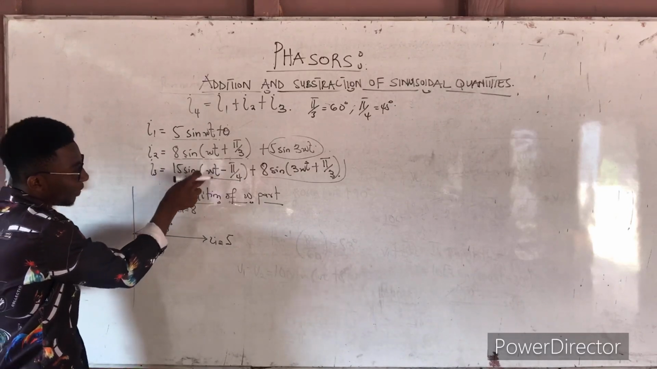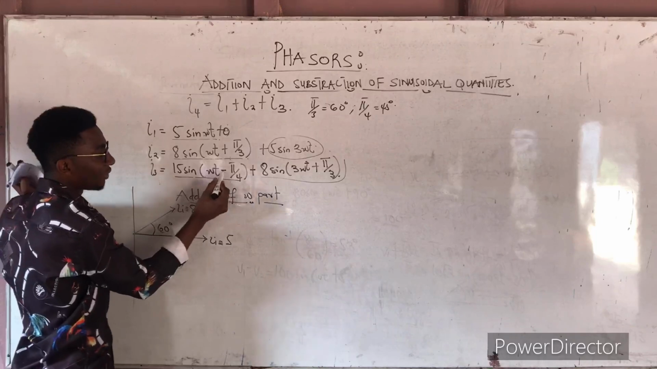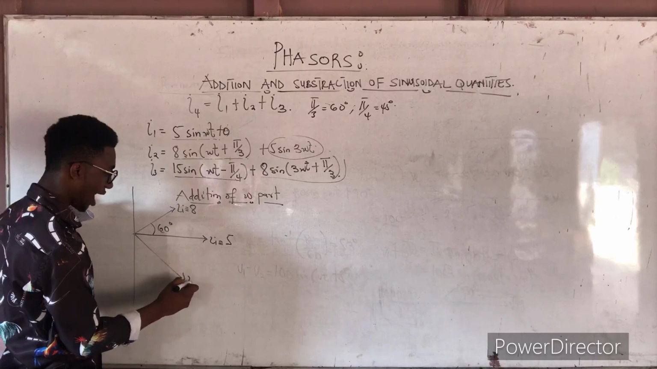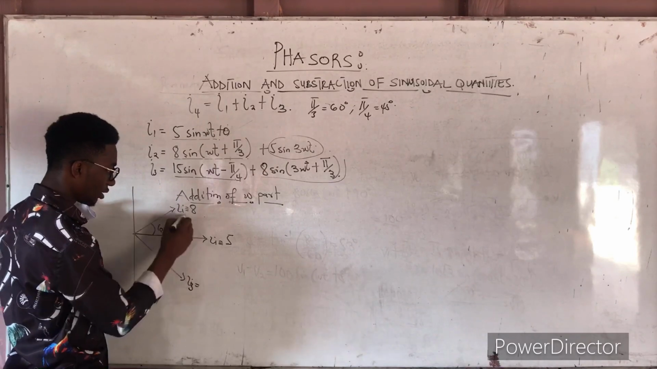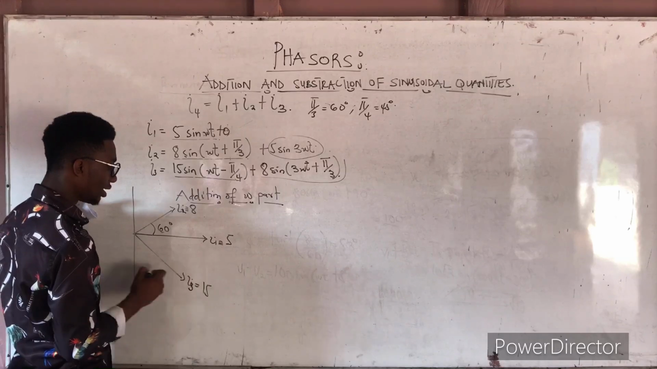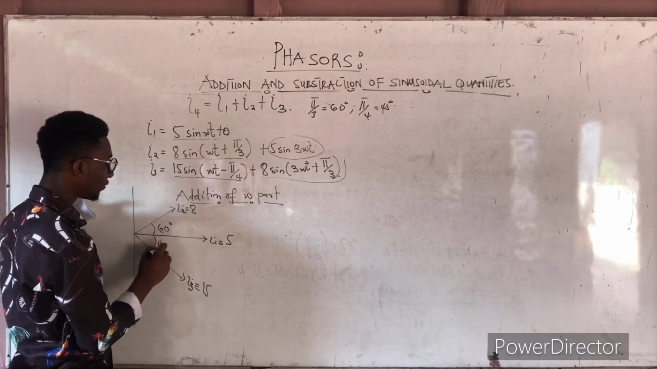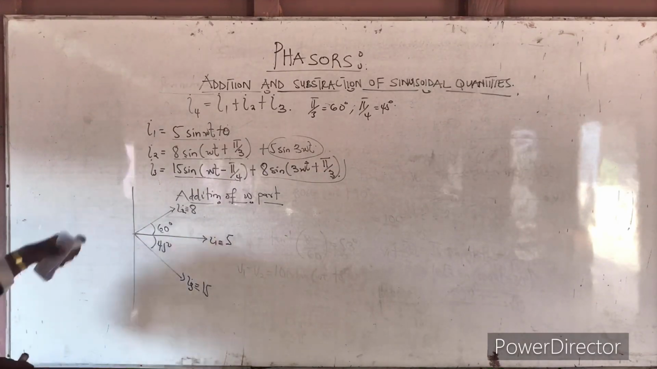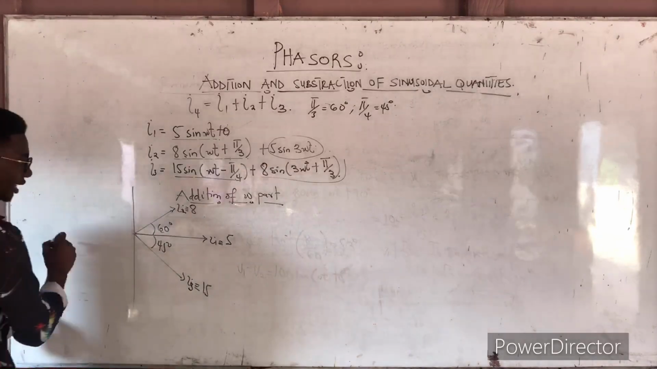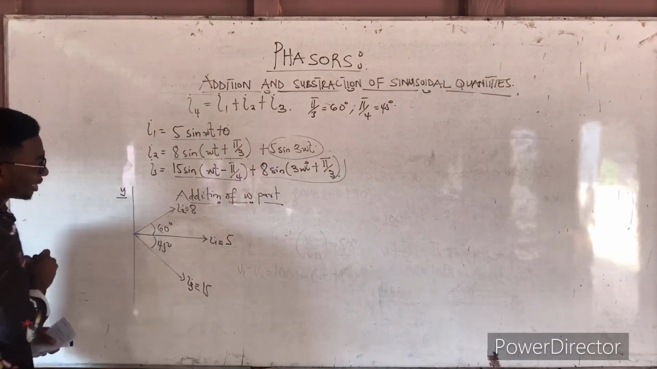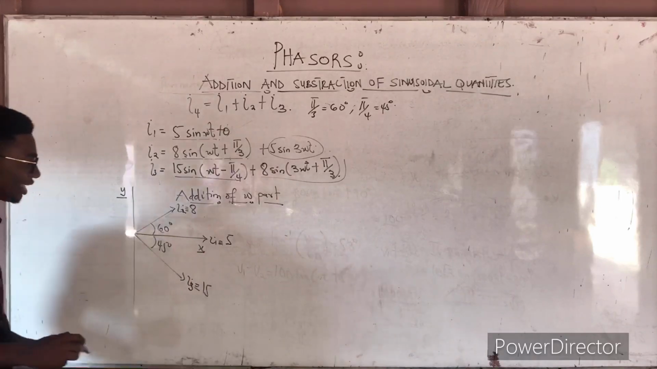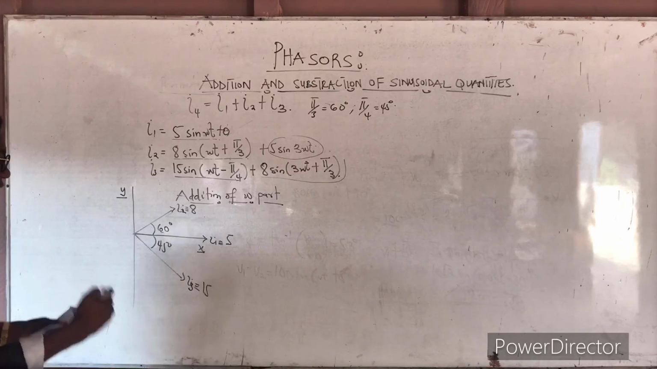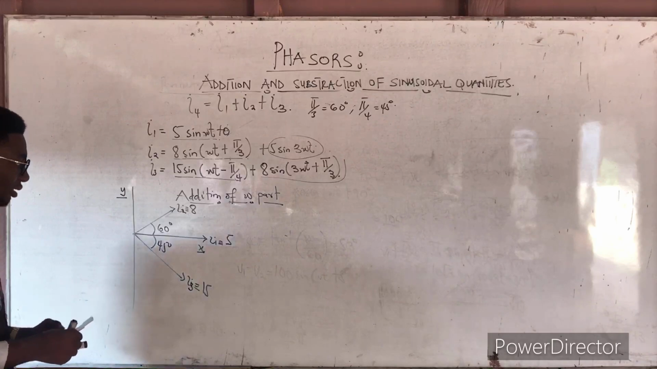Now the I3, this part, that one is lagging by 45 degrees because of the minus here. So the I3, which is the 15, is lagging by 45 degrees. Okay. So since we have this, we can now go on to add what we have together. But when we do, realize that you have a y component and an x component. So you have to resolve this into the y component and the x component, and we add them to find the result.